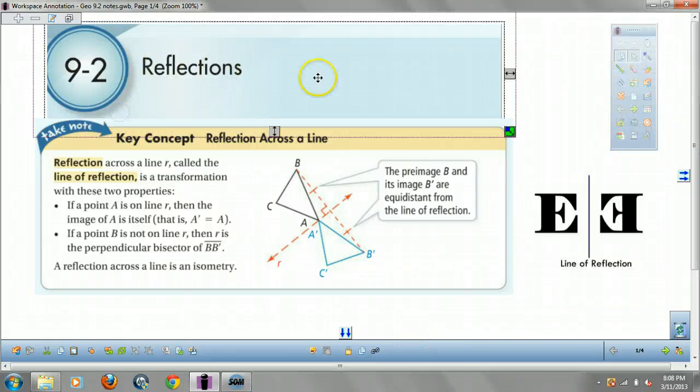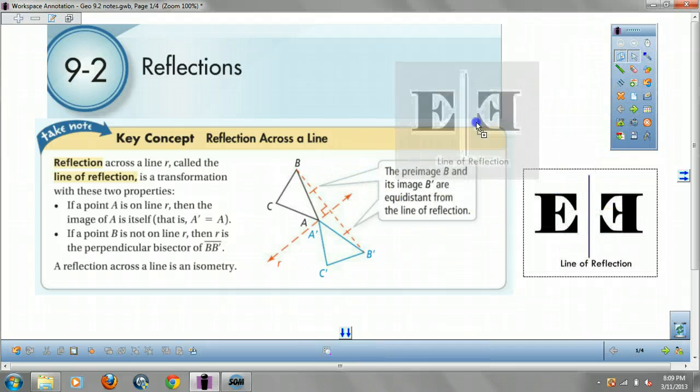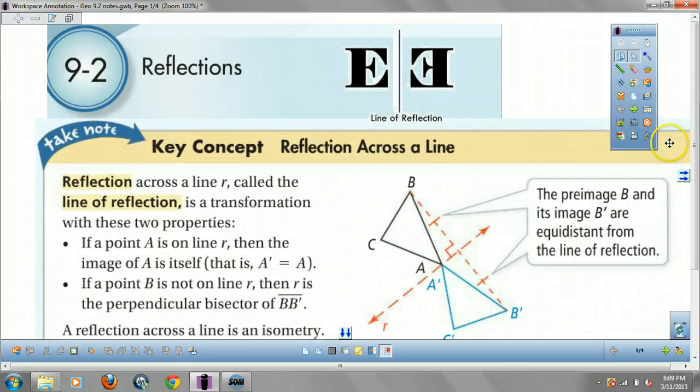We are looking at 9.2, reflections. Well, let's get right into it. A reflection across a line R, called the line of reflection, is a transformation with two properties. Here are the big properties, guys.